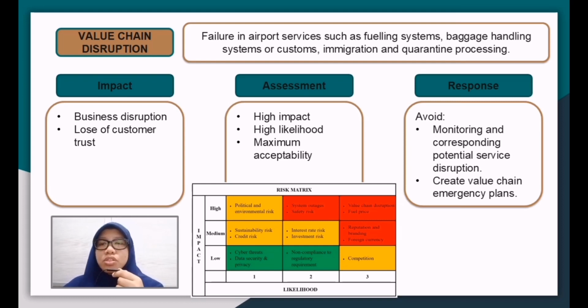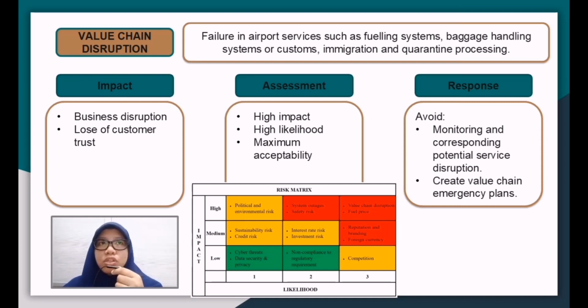This is because business disruption leads to delays in operation, such as flight delays. So the customer needs to wait for a long time, and they might want to change to other airlines. As you can see in the risk matrix, the impact is high and also the likelihood is high. The assessment is maximum acceptability.